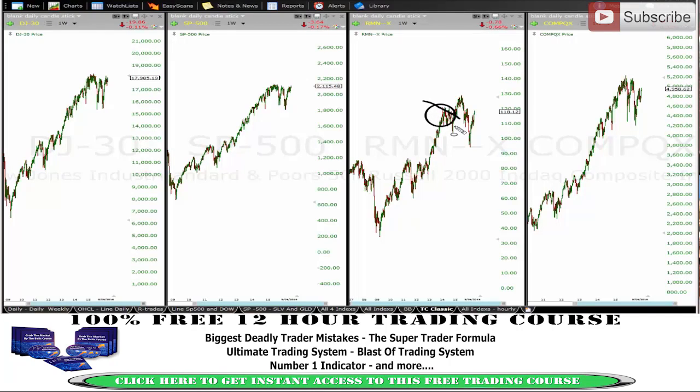If you have a look at the Russell and you squeeze the Russell chart up, what does that Russell chart look like? And if you squeeze the Nasdaq chart, what does that Nasdaq chart look like? And this is really interesting, right? Because if you have a look at these overall charts here, let me bring up a line.